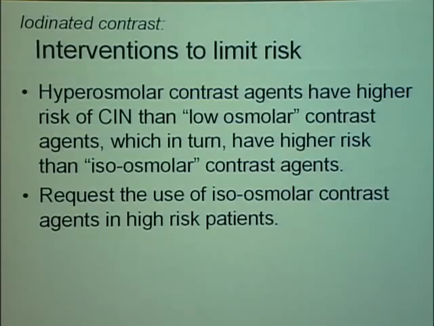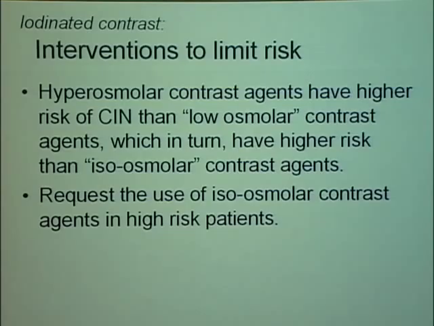A second important issue is the identity of the contrast agent. The chemistry of these contrast agents has improved over time. The initial agents that were used were very hypertonic, and they were associated with really significantly higher risks of contrast nephropathy than we're used to seeing now. A decade ago or so, it became quite clear that what was called low osmolar contrast had much lower risk. Now, the low osmolar contrast is still hypertonic. It's just not as hypertonic as the old stuff.